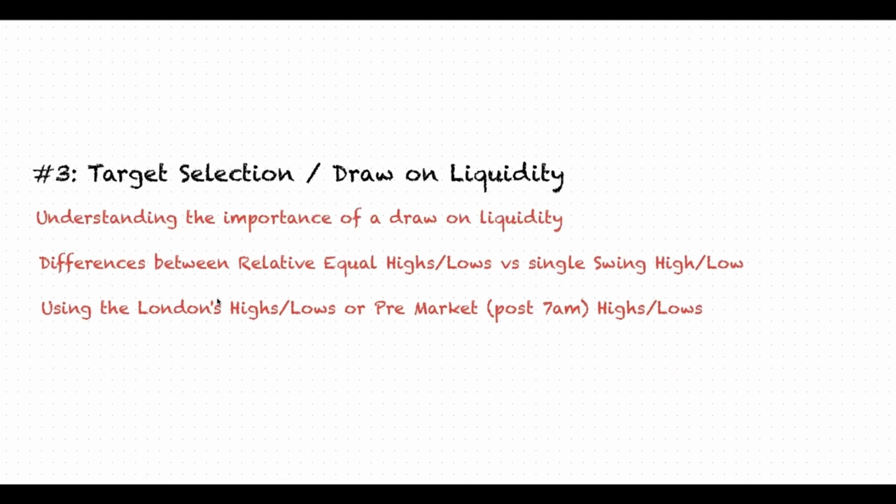Third thing is target selection, aka drawn liquidity. You just got to understand the importance of a drawn liquidity, right? A drawn liquidity is basically going to be our target. It is going to be our focus, right? So you're going to set this focus. It doesn't matter. You don't need a daily chart for this model.